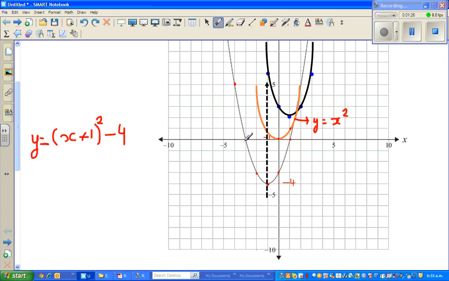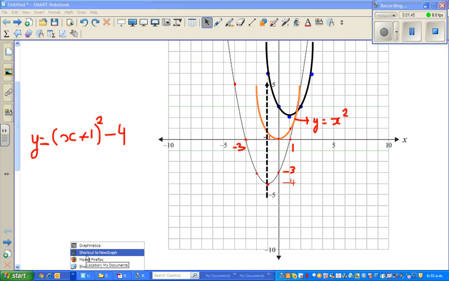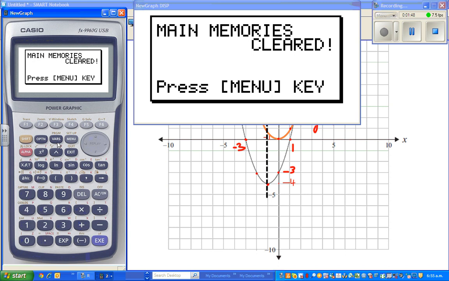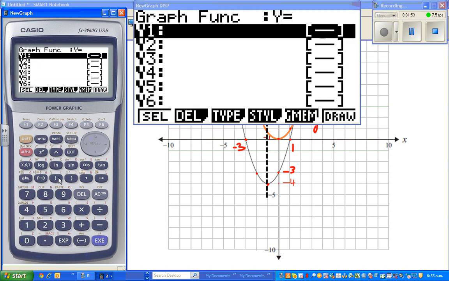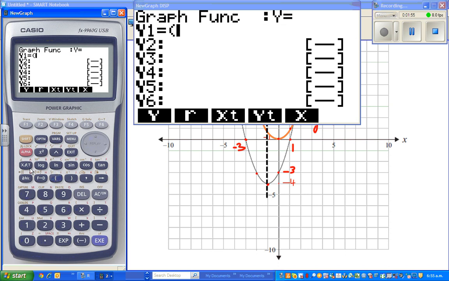So let us confirm these points. This point is negative 3, so the x-intercept is negative 3, and 1, and the y-intercept is negative 3. These are the critical points. Let us confirm whether by writing this equation we get these points. On the calculator, go to menu, graph, and I'll type in the equation, which is (x plus 1) squared minus 4.